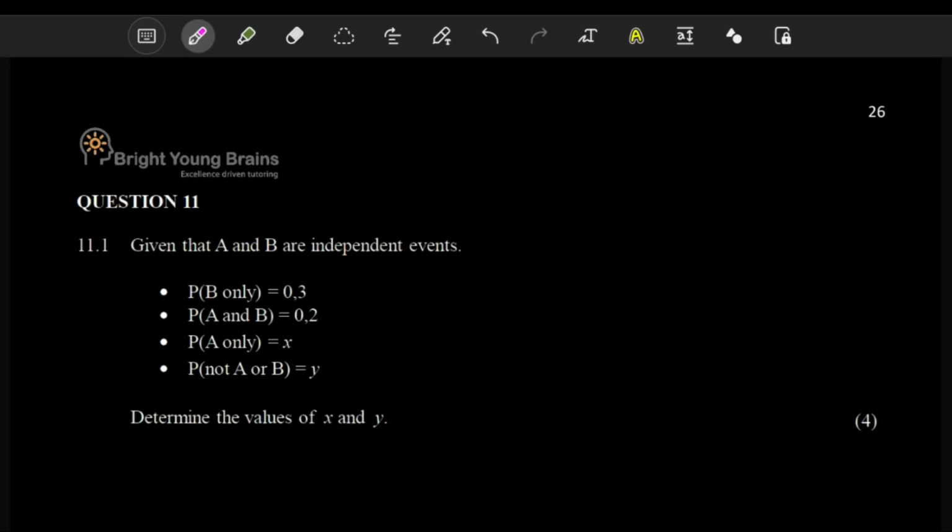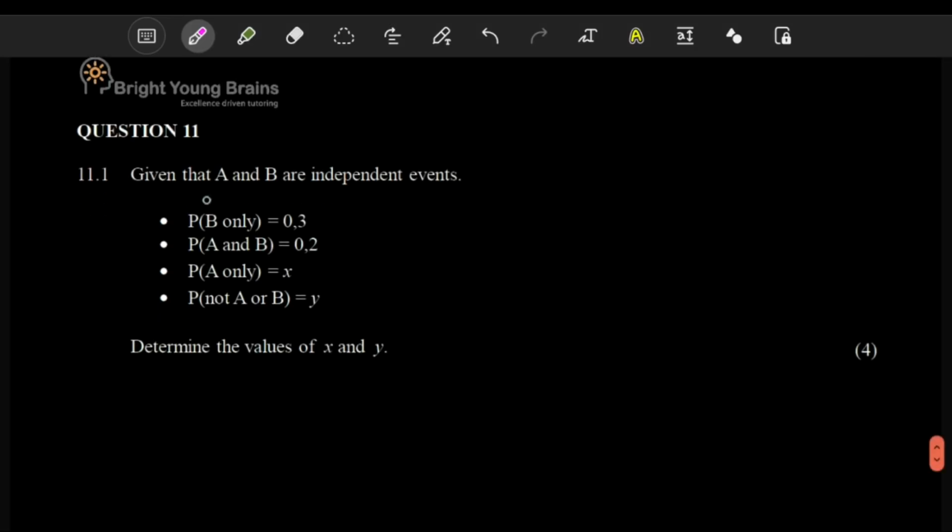The interesting thing with a question like this one is, let's see, it says here A and B, given that A and B are independent events, they've told us that the probability of B only is 0.3.